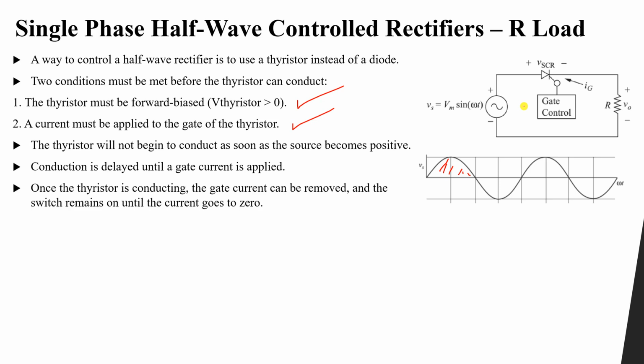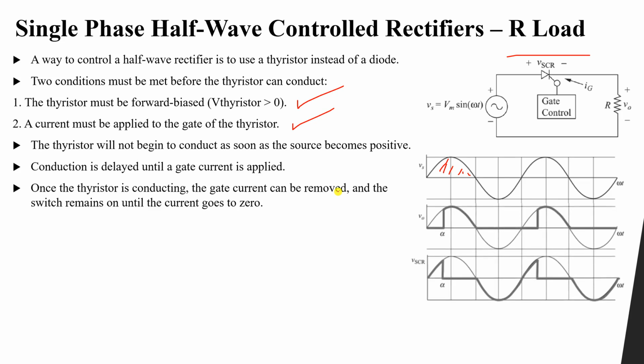Once the thyristor is conducting, we can remove the gate current signal. The gate current is just a pulse. By giving the pulse, it will be switched on and become a short circuit, and it will remain on even after removing the gate current, until the current goes to 0. So let's see what will happen here.